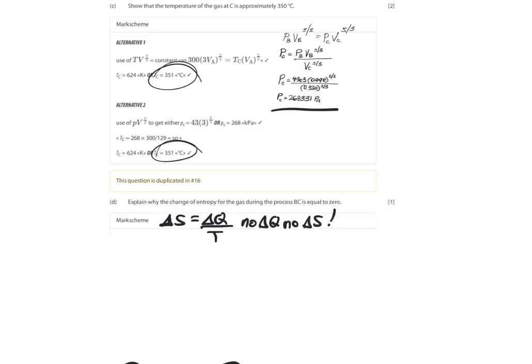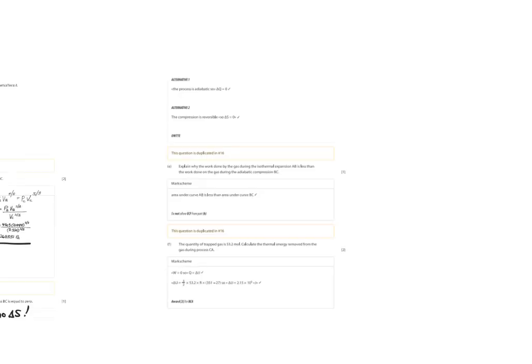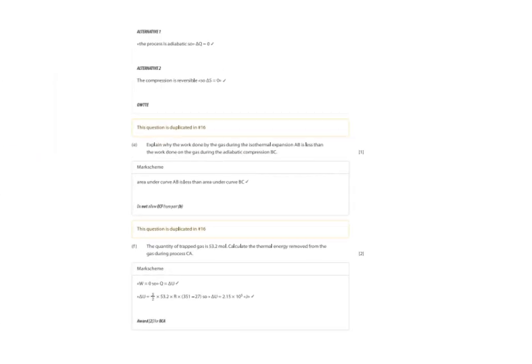And if there's no change in heat, then there's no change in entropy. E and F, are they kidding? Oh, gee. All right. E, why is the work done by the gas during the isothermal expansion AB less than the work done on the gas during the adiabatic compression BC?